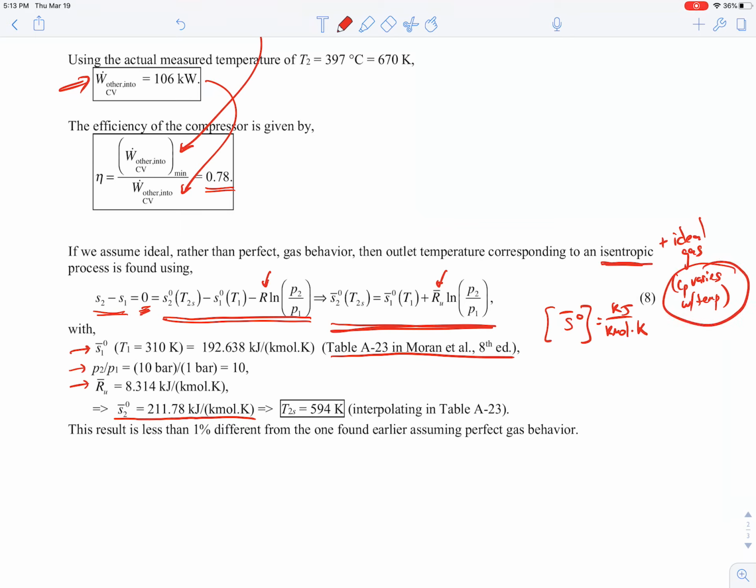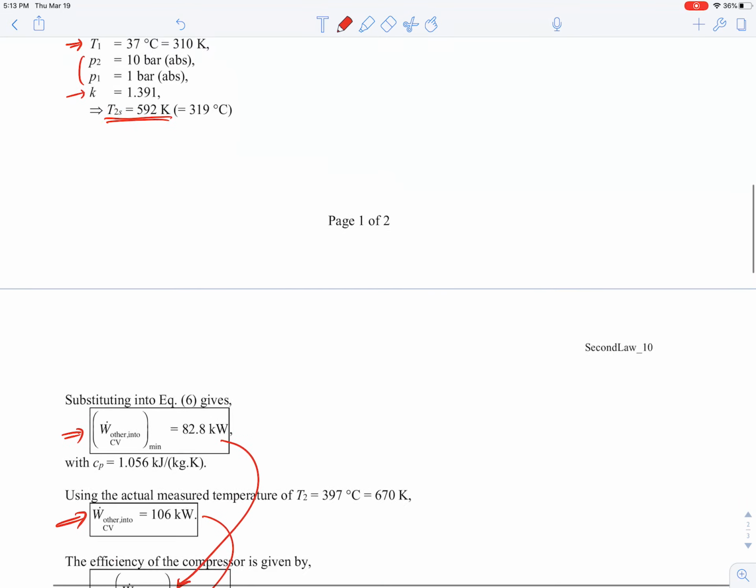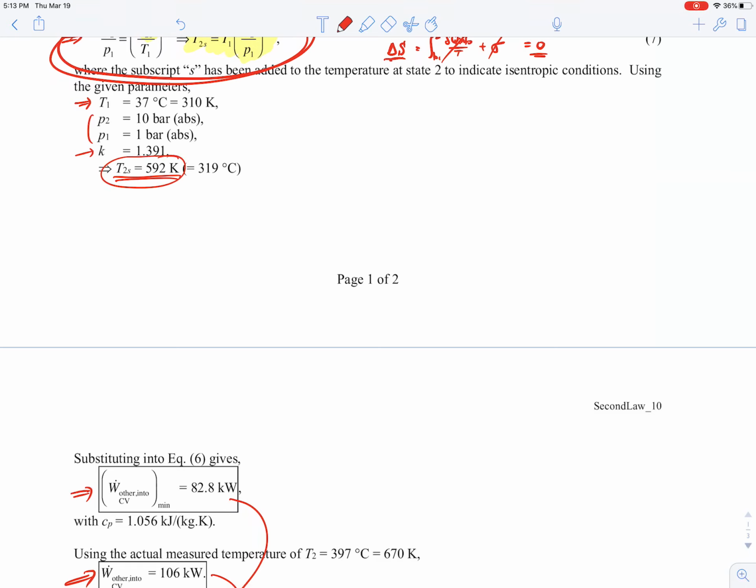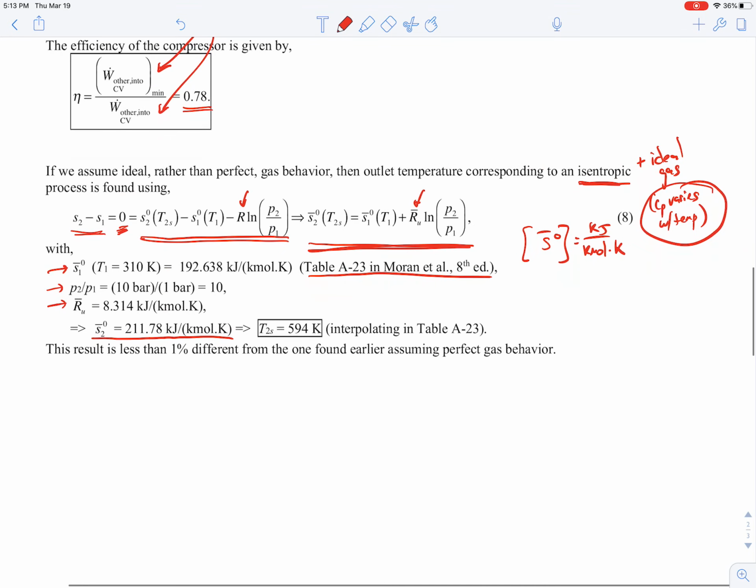So if you use the tables, which are for an ideal gas where the CP can vary, you get a temperature of 594 Kelvin. And when we did a perfect gas assumption, it was 592 Kelvin. They're a little bit different, less than 1% difference. The one that's more accurate is the 594 Kelvin. It's more accurate because the CP is allowed to vary with temperature. In the perfect gas assumption, the CP is a constant, which is an approximation. But either way, the difference in the values is very, very small. So the perfect gas assumption is a very reasonable approximation here, just only minusculely less accurate.